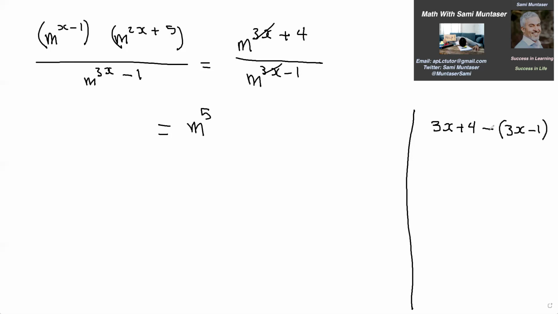Always when you're minusing a binomial, this is a binomial, 2 terms, put it in brackets, because you know that you have to distribute that negative, and it's going to give you negative 3x plus 1. And now, like terms, going back, 3x minus 3x is gone, 4 plus 1 is 5, and that's how I get m to the 5.